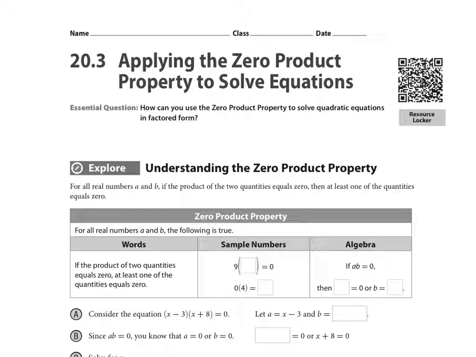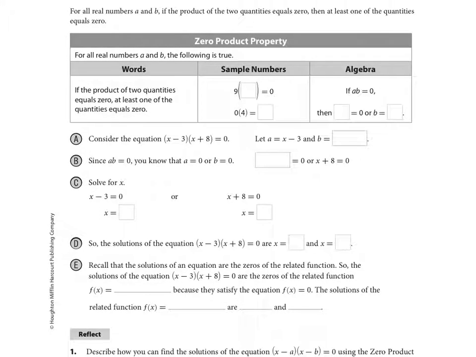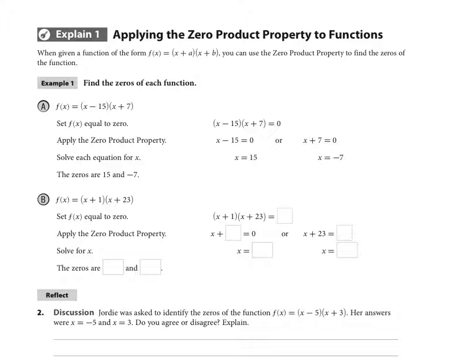Okay, 20.3, applying the zero product property to solve equations. Okay, what in the world's the zero product property? This is real easy. This goes back to 20.2 basically. So all we're going to do here is basically solve equations when they are factored. So here's the factored form. We're just trying to find the zeros, and we've already done this in the previous lesson.